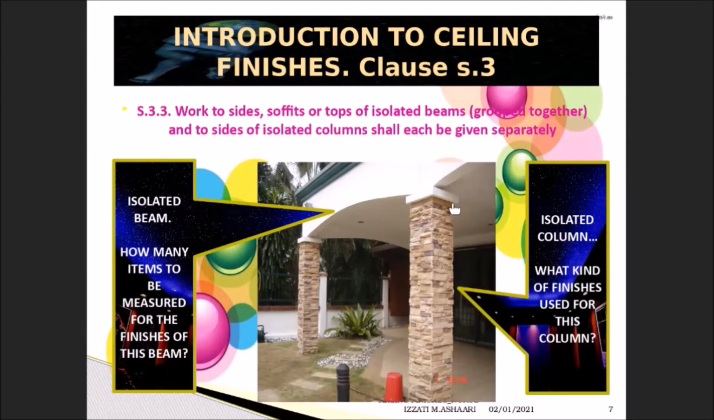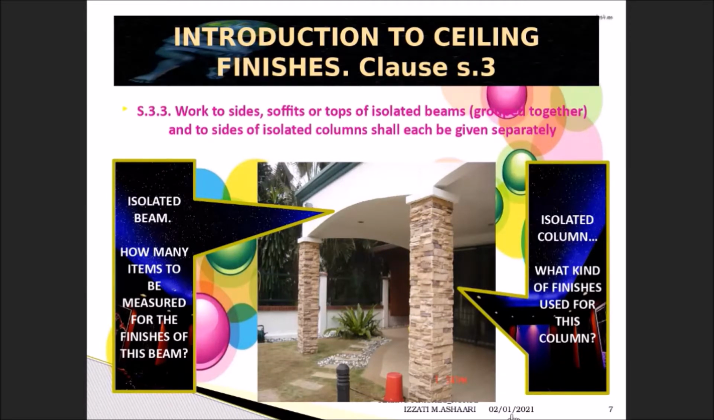Isolated means you can count and you can see one by one. If you have this isolated beam on the left hand side, look at this. The beam is not attached with any wall. So this is measured under ceiling finishes. This column is measured under wall finishes, but this is under isolated component. So whatever component that is isolated, meaning not attached with any other element, you have to measure separately. You cannot measure this one together.